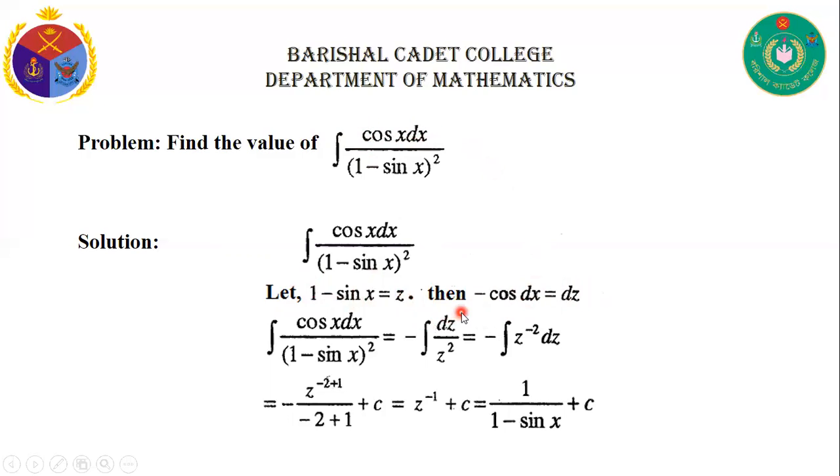So that is minus dz divided by z squared. So now integrate minus z to the power minus 2 dz, the polynomial formula, that is z to the power minus 2 plus 1 divided by minus 2 plus 1 plus c. So it is minus minus out, so that is z to the power minus 1, that is 1 by z, and the value of z is 1 minus sine x. Okay boys, see, integration is really interesting.